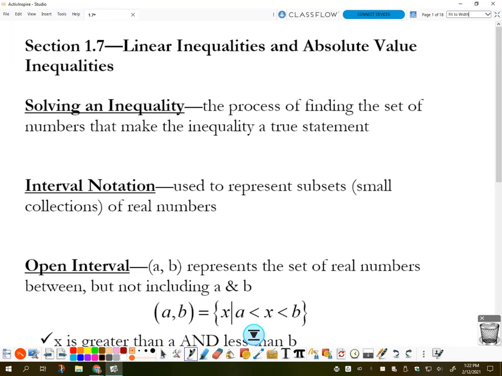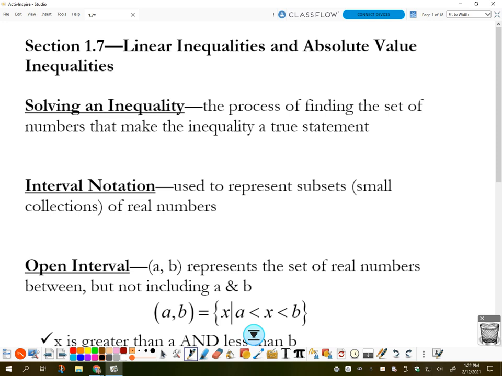Alright, so this will be the last lesson from chapter 1. And so we're on inequalities. So it's pretty basic and stuff that you've been doing since, a lot of it since middle school. So we'll go through it kind of quick, and I'm going to skip some of the stuff because it's a little much to write down.